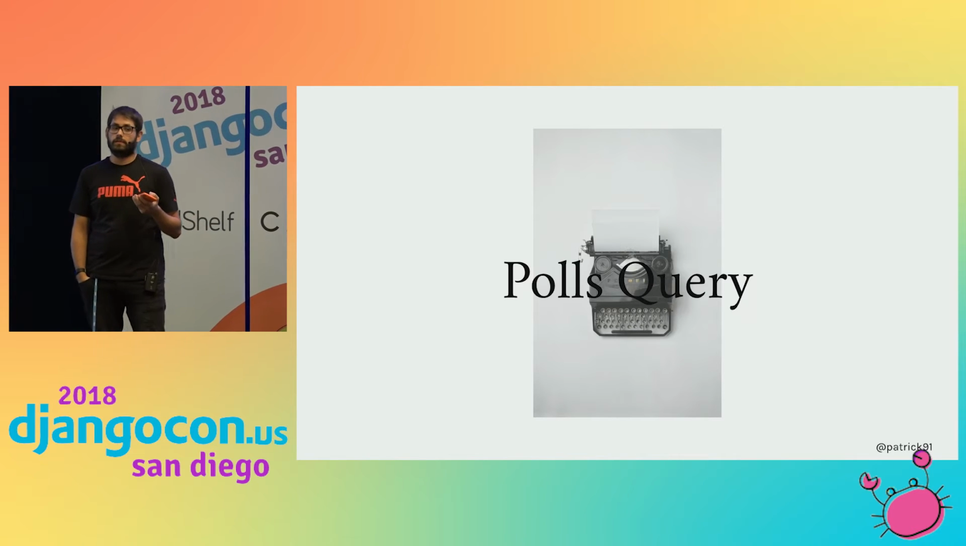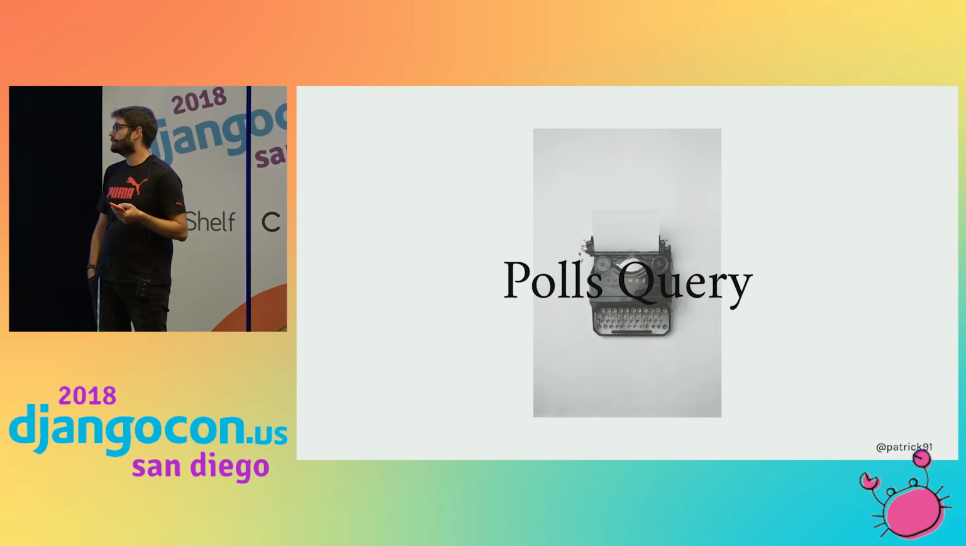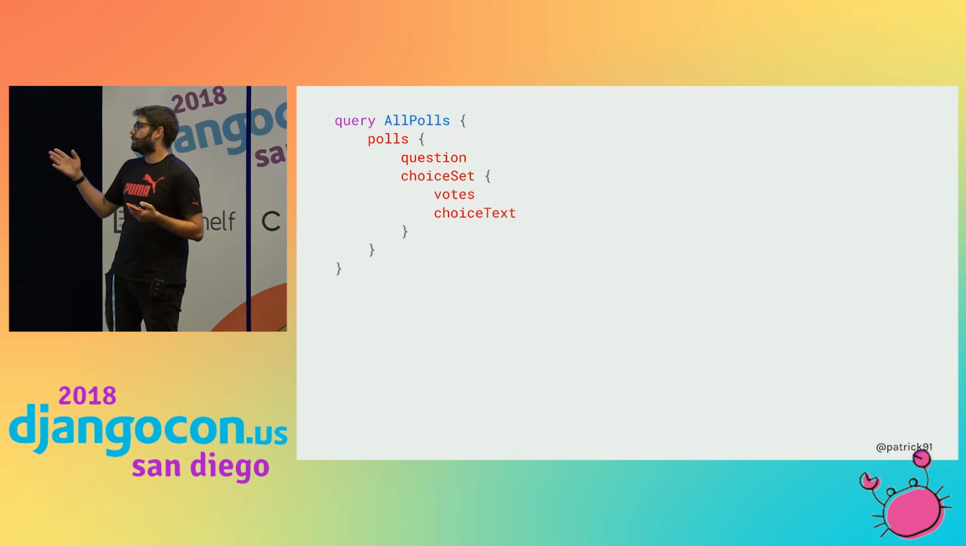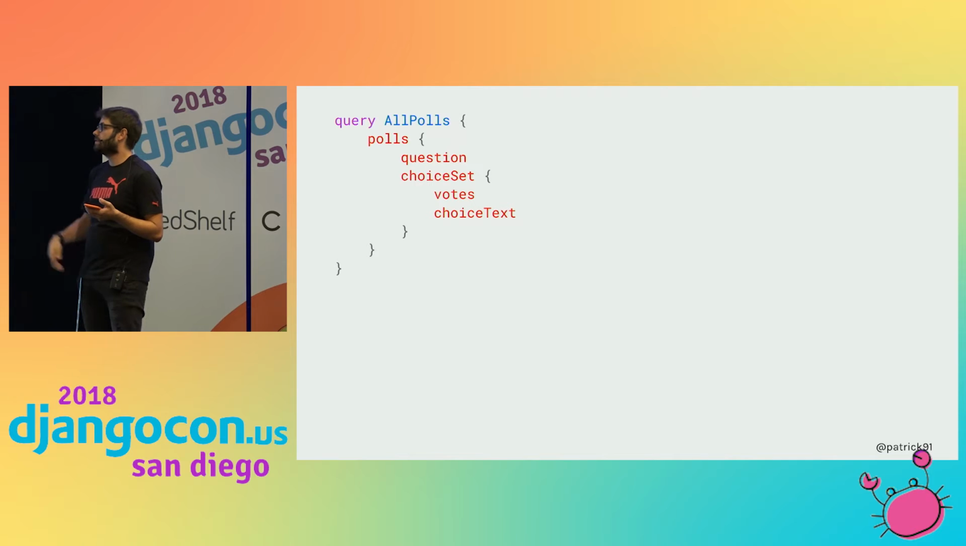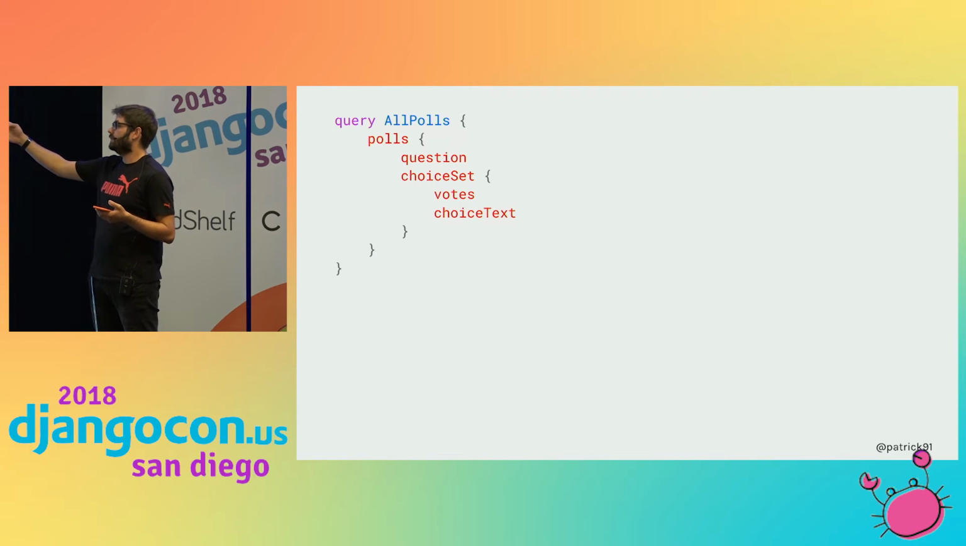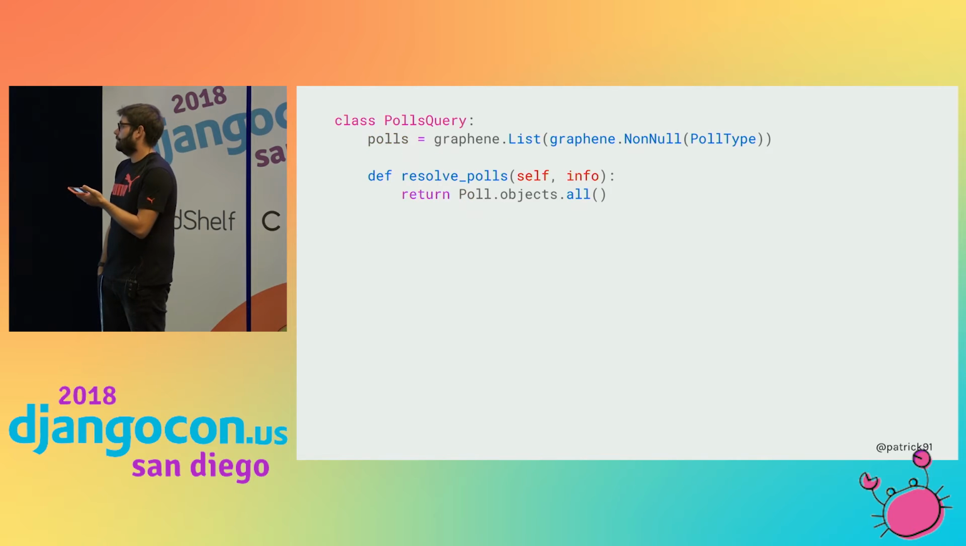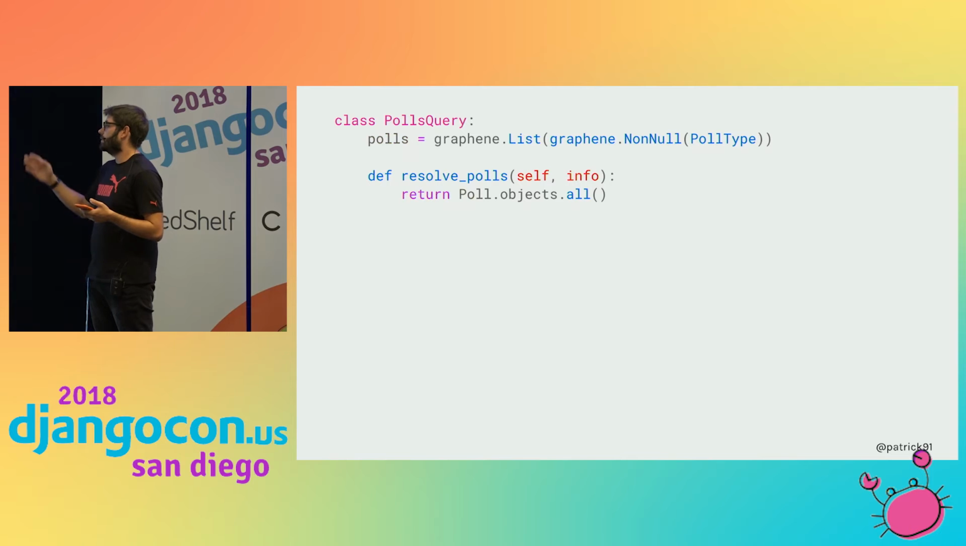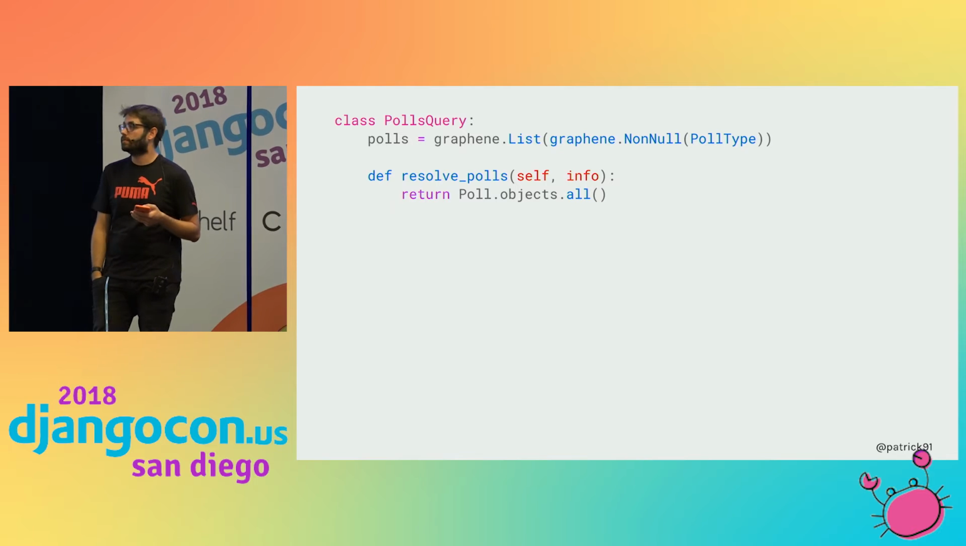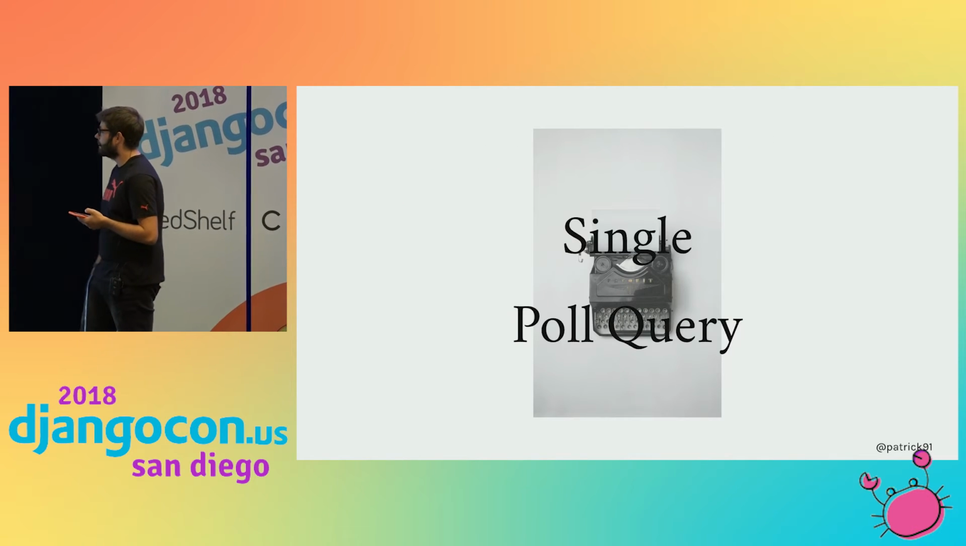Then the first query we can do is to list all the polls, and the document that we can send to the backend to fetch all the polls will look something like this. So we fetch the field called polls, then we fetch the question for this poll, and then the choice set. And in Python, it will look something like this. So we have a Query, and the field is a list of Poll types, and then there is a resolver function that's returning all the polls from the database.